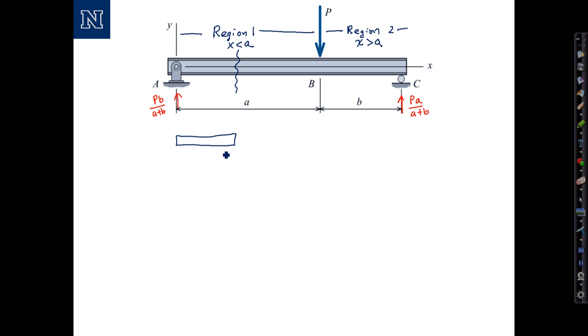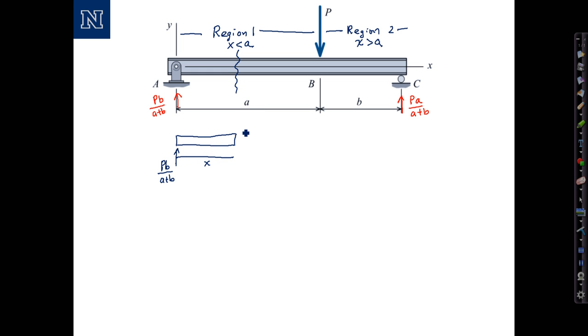Okay, this is for region 1. The distance, or the length, is equal to x. Add the support reaction, and any reactions or loads that fall to the left of the cut would be included in this free body diagram. In this case, it's only the support reaction.